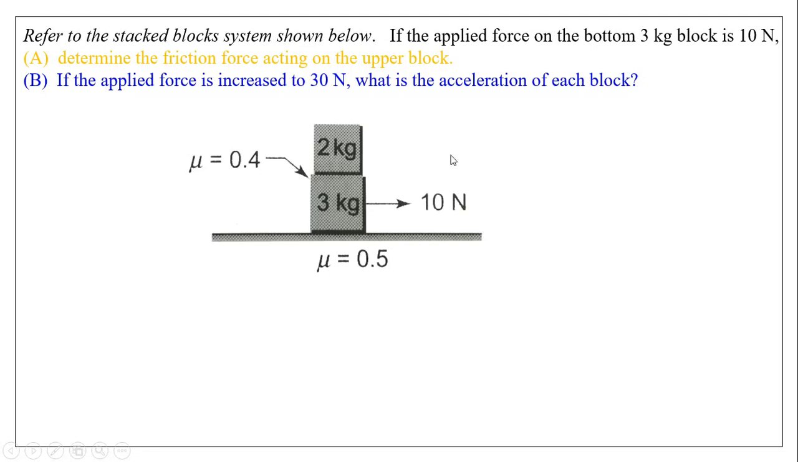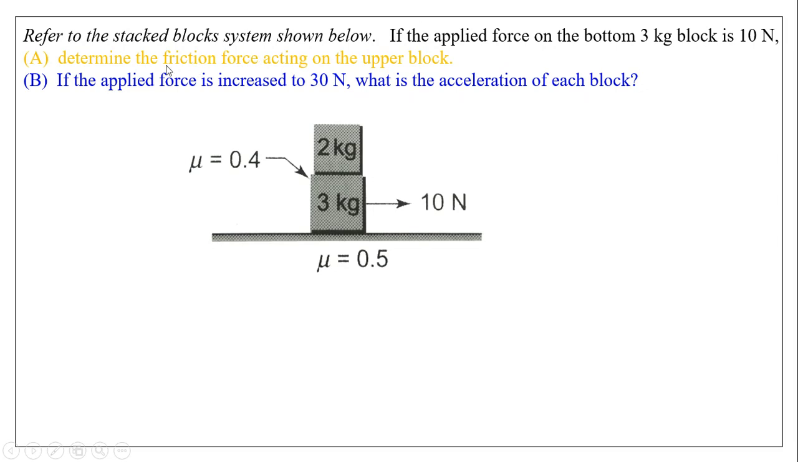Alright, so in this particular video we have a stack block system that's composed of two blocks. Here, the 3 kilograms on the bottom, and then the 2 kilogram block is on the top. The coefficient of friction between the top and the bottom block is given as 0.4. The coefficient of friction between the surface and the bottom block is given as 0.5. And we have a force that's being applied to the right, which is 10 newtons, so the bottom block is being pulled to the right.